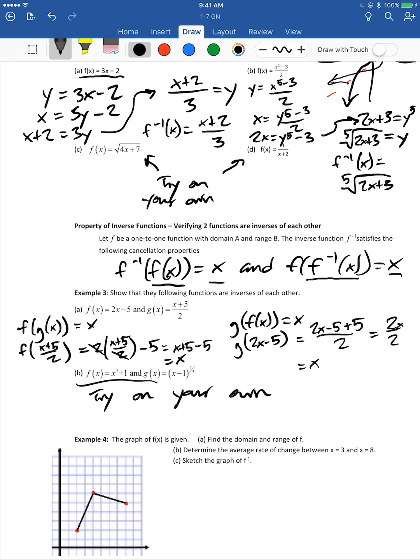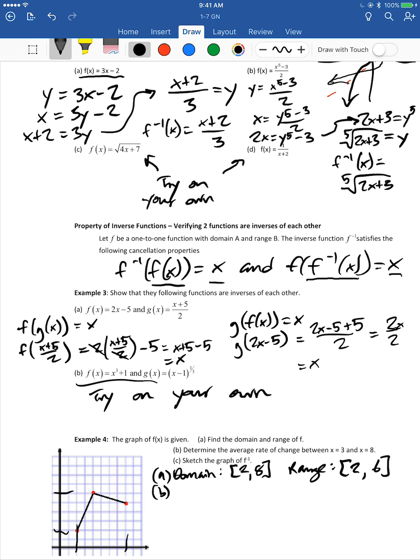So we're given a graph of f of x, and we're asked to find the domain and range of f first, and then determine the average rate of change between x equals 3 and x equals 8. And then we need to sketch the graph of f inverse. So let's start with A. We have the domain. I go from x equals 2 to 3, 4, 5, 6, 7, 8. So my domain, and those are inclusive, I have closed circles on both sides, is 2 to 8. My range goes from y equals 2 here to 3, 4, 5, 6. Again, that's inclusive.